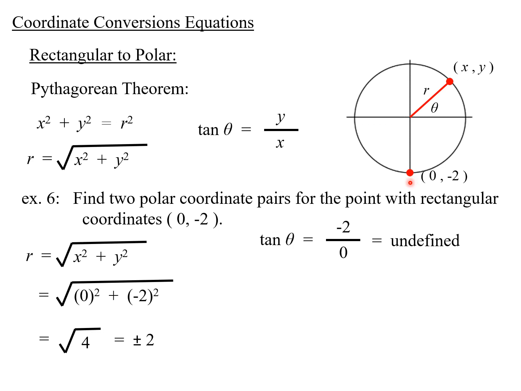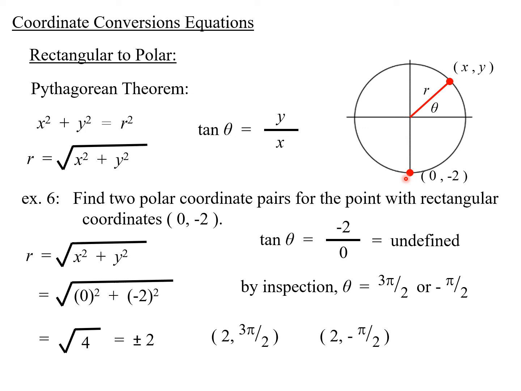What is the direction for that? Well, that's 3 pi over 2, right? And so theta is going to be 3 pi over 2, and then the r for that is going to be positive 2. Or it could be negative pi halves. But if we take the direction as 3 pi over 2, then the r is positive. And if we go negative pi over 2, the r is positive as well, because it's in the same direction right there.